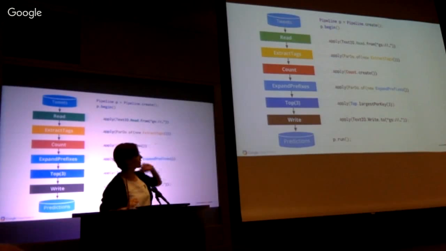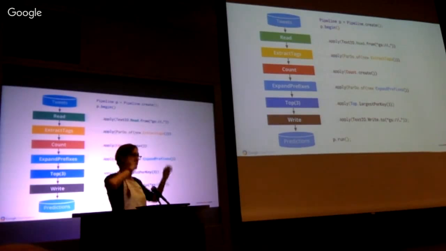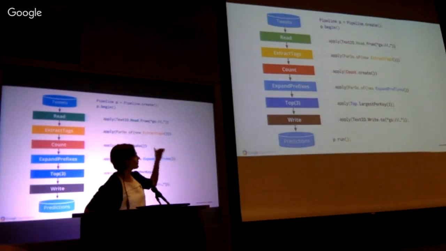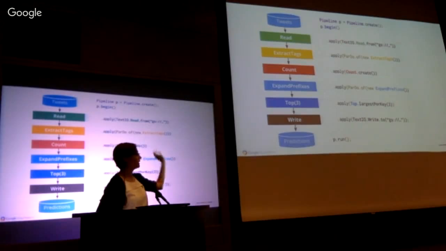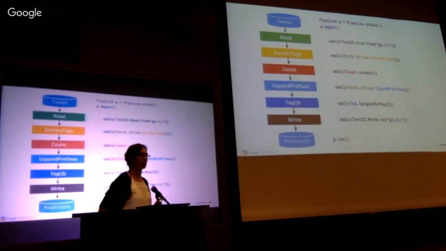We'll apply extract tags. We will count each of the words. And then we'll expand the prefixes. We'll select top 3 for each of them. And we'll write our model to the output file. Okay. So this is the core of the pipeline.